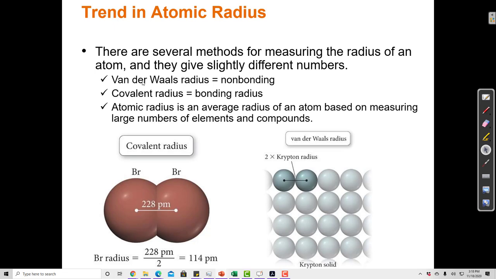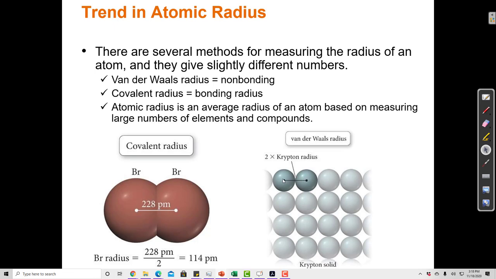One is a non-bonding radius. The way that we might do that is in krypton. Krypton's a noble gas, so noble gas atoms do not bond with each other. Two krypton atoms are not ever going to form a bond. But if we get them really, really cold, almost near absolute zero, we can turn krypton into a solid. When we turn krypton into a solid, the atoms are stuck right next to each other and they can't move. That's what a solid is.